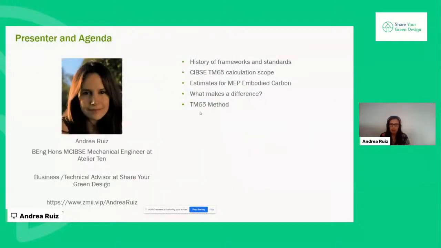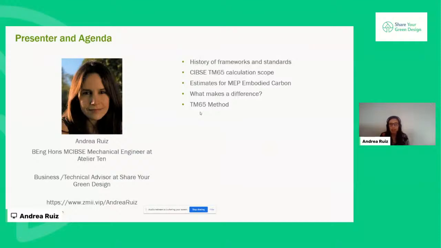With that said, I'm going to give you a bit more information about myself. I'm part of the Atelier 10 team, a building services consultancy focused on the design of mechanical, electrical, public health, fire and lighting services, as well as the analysis of their environmental impact in buildings. I'm also part of the Share Your Green Design team, being one of the business and technical advisors.